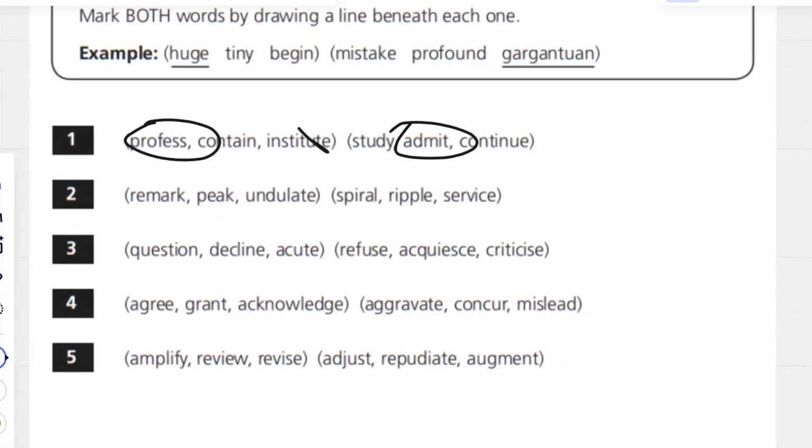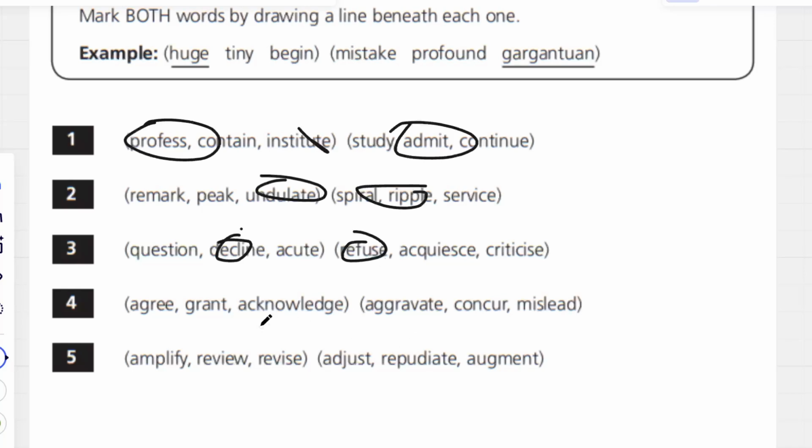Question 2, we have the most similar: undulate and ripple. Undulate means wave, for example, the undulating waves. Rippling waves, they can be used in the same context. Decline and refuse straight away pop out. They both mean if you decline or refuse someone's request.